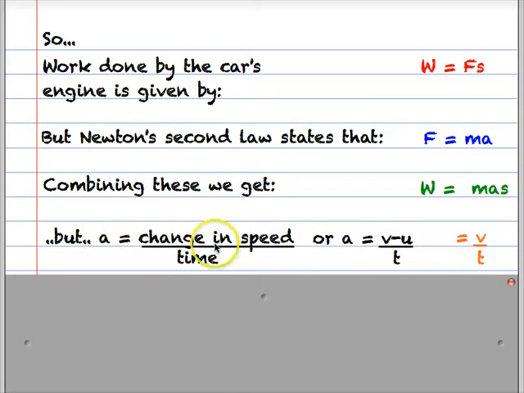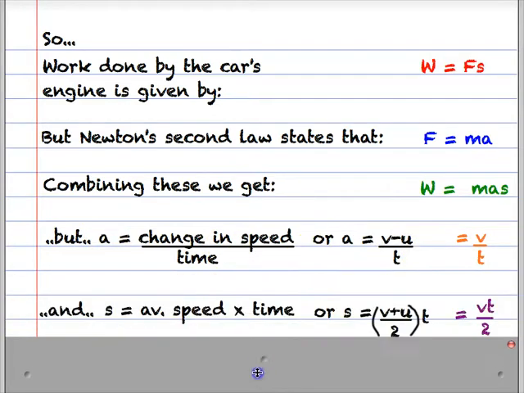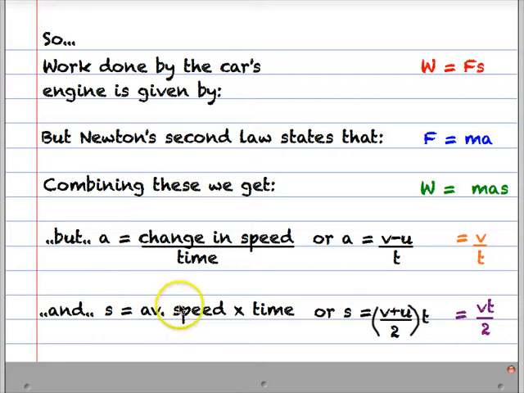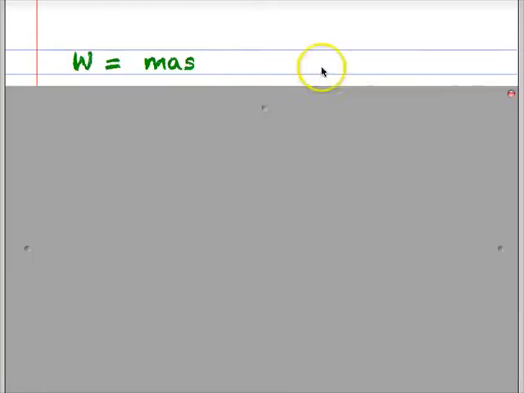But acceleration is change in speed over time, or v minus u over t. And distance traveled is average speed times time, or v plus u divided by 2, that's the average speed, multiplied by time. In both of these cases, the car is starting at 0 speed, so we can forget the u. So we've got v over t for acceleration and vt over 2 for distance. So what we're going to do is substitute these two equations into this equation here and see what we get.